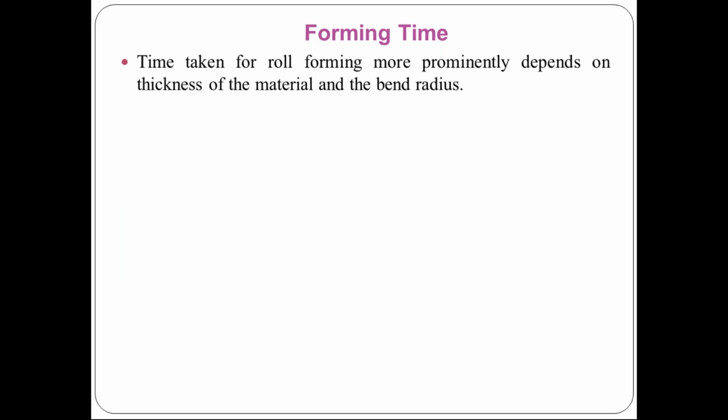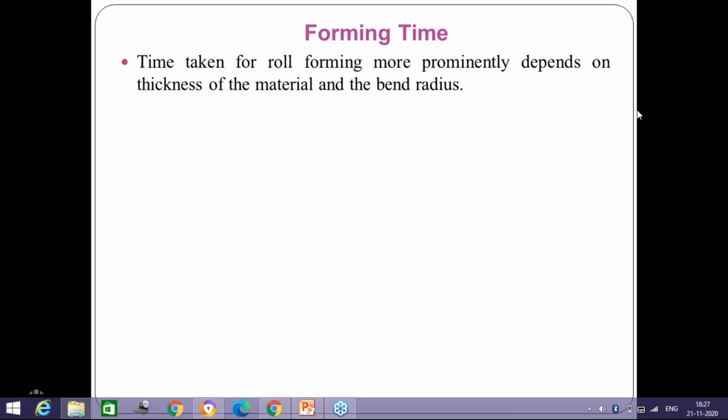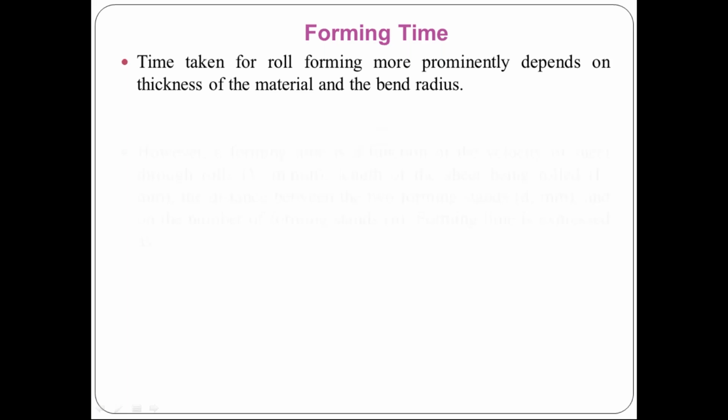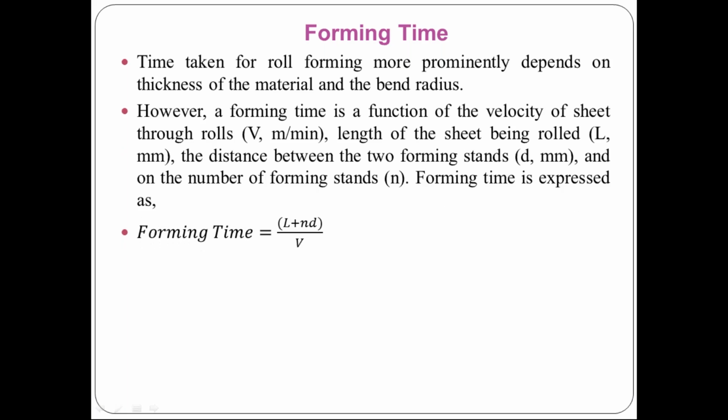Now, what is the concept of the forming time? Time taken for roll forming depends more prominently upon the thickness of the material and bend radius. However, forming time is a function of the following parameters, that is velocity of the sheet through rolls, that is capital V in meter per minute, length of the sheet being rolled, that is capital L, distance between the two forming stands, that is small d, and number of forming stands, that is small n.